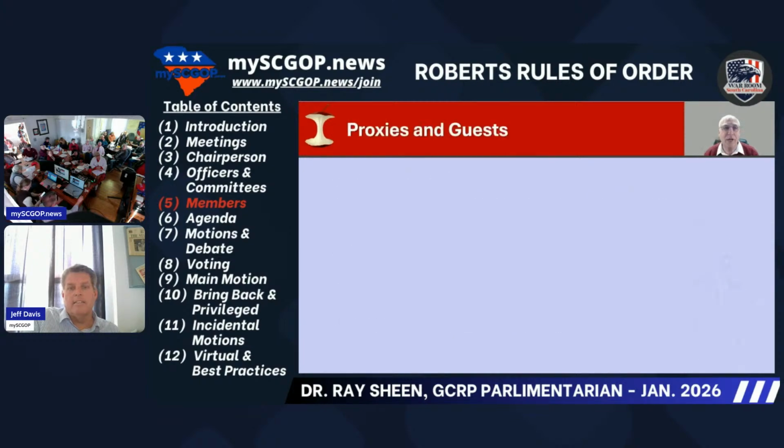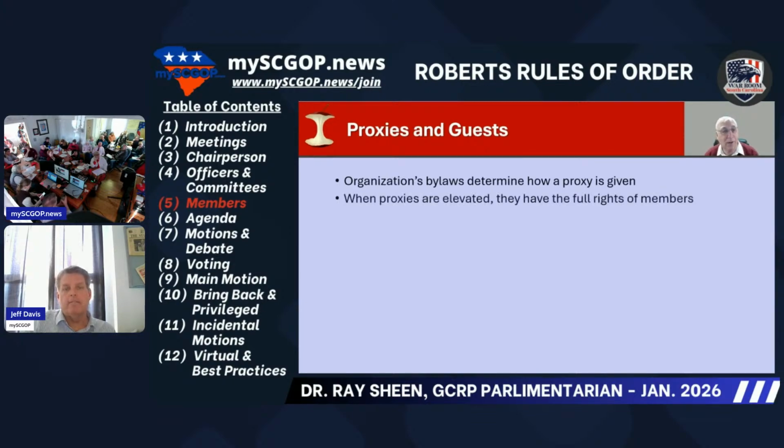The organization will normally have rules for how proxies are designated or alternates are upgraded to a membership status. For instance, if the executive committee person is not in attendance at an executive committee meeting of the Greenville County GOP, the precinct's president is automatically designated the proxy. The proxies or upgraded alternates have full rights of membership for the duration of the meeting.